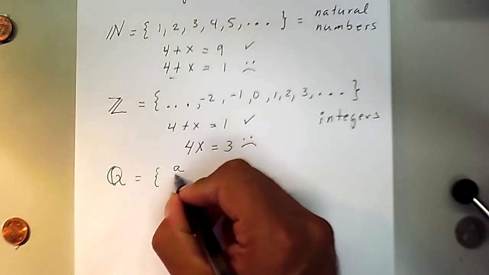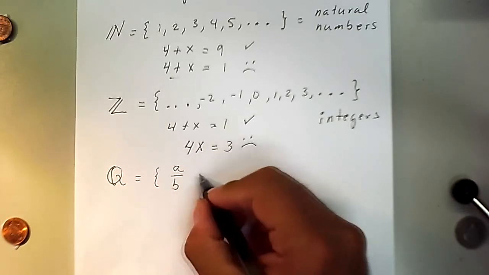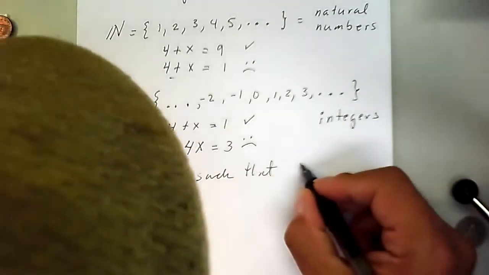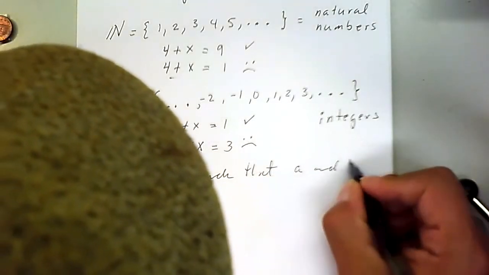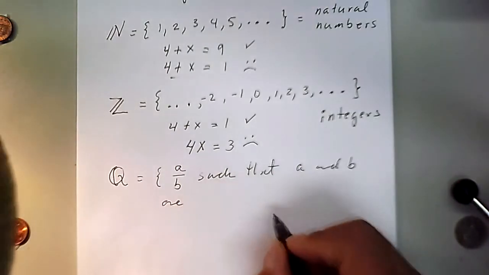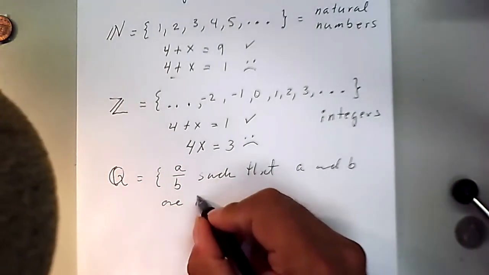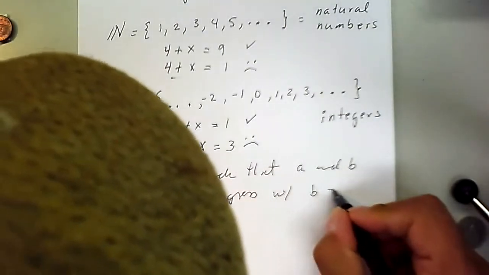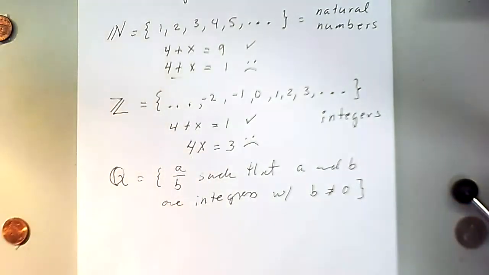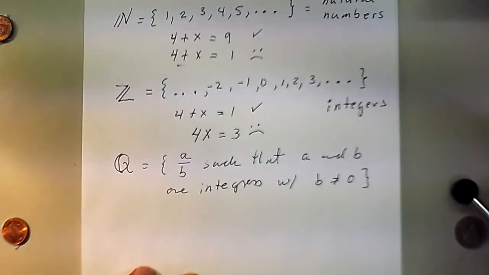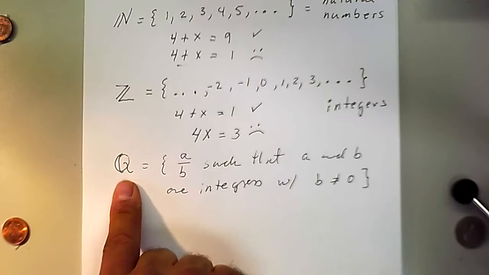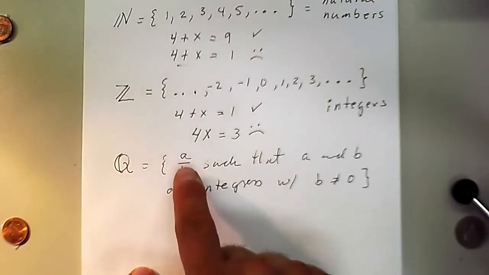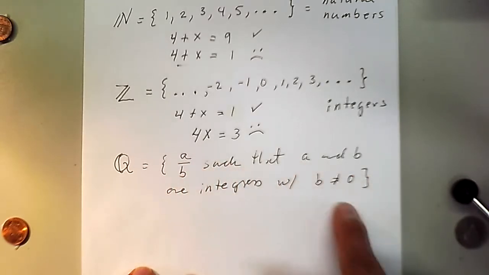So A over B, such that A and B are integers, with B not equal to 0. Okay. So this is the way we describe it. In this case, we have to describe the set as opposed to write down each one of the elements.